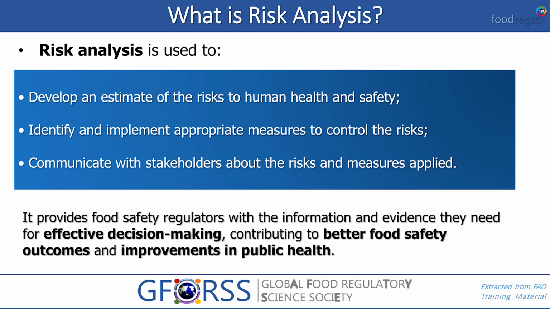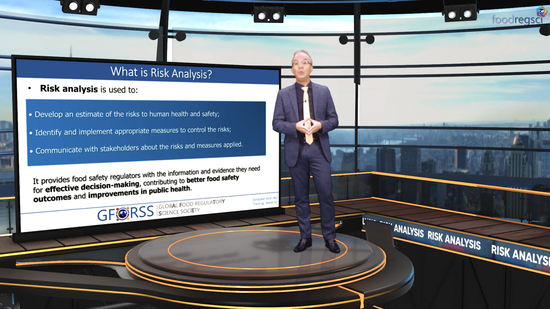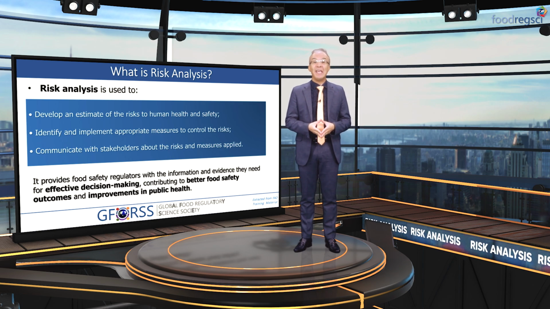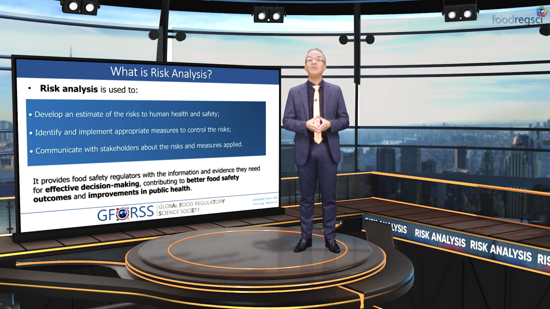Risk analysis is used to develop an estimate of the risks to human health and safety. It offers a clear direction on the way we ought to follow to identify and implement appropriate measures to control the risks, and how we should plan to communicate with stakeholders about the risks and measures applied. Overall, risk analysis is a framework for decision-making that provides food safety regulators with the information and evidence they need for effective decision-making, contributing to better food safety outcomes and improvements in public health.